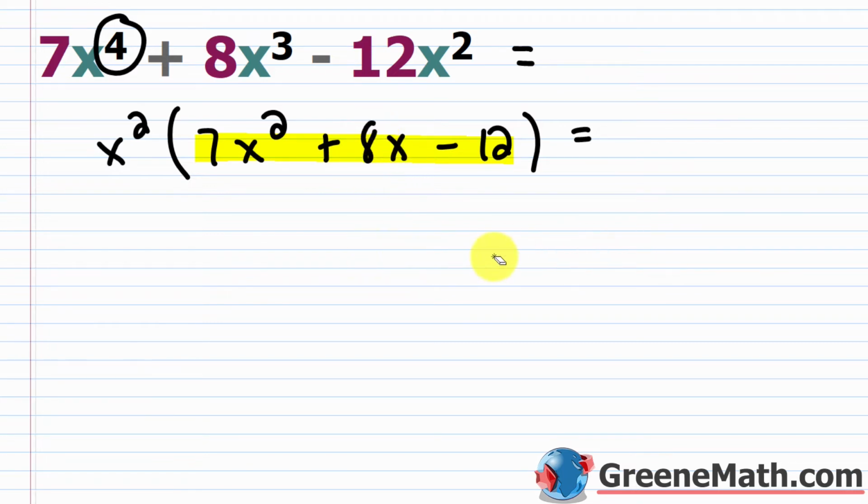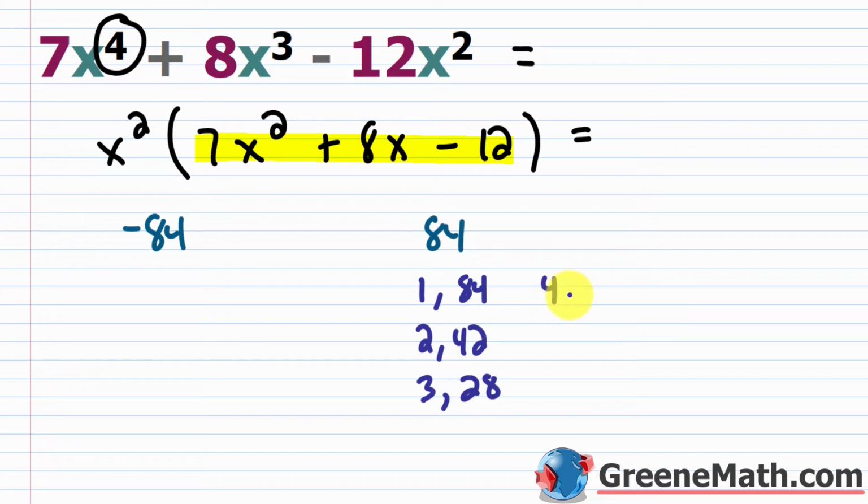So let's move this over here. I'm going to put negative 84. And again, I'm just going to think about 84. So again, let's go through the possibilities. You'd have 1 and 84, and that wouldn't work. 84 minus 1 would be 83. You have 2 and 42. You can skip through these. You have 3 and 28. You would have 4 and 21. And then when we get to 6 and 14, we can stop.